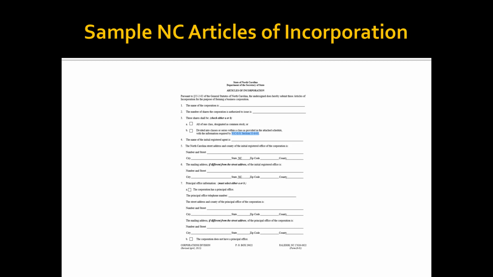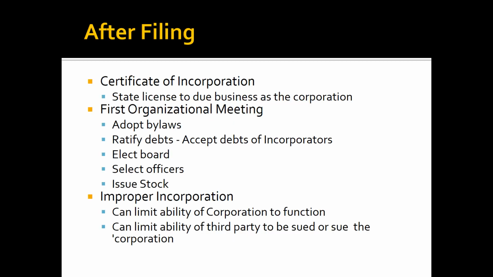And again, it would go on. It would be a little bit more than this. Now, after you file, if you've done everything right, you're going to get a big piece of paper. Like I said, it used to be a really nice piece of paper from the Secretary of State's office that you are incorporated. This is your certificate of incorporation.